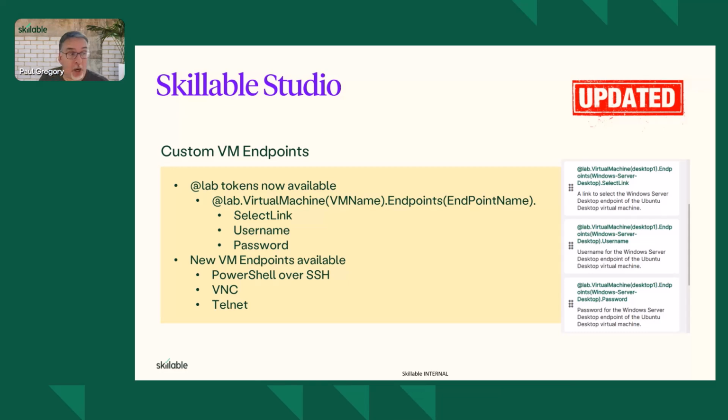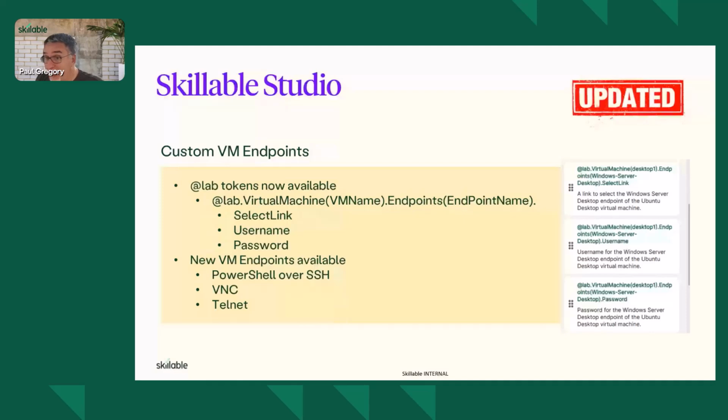So we released VM endpoints back in March. We did the lab developer workshop in February on it, and there were a couple of things missing. And we said they would be coming. One of the things that was missing was the little select link and the username and password options. They've all now been added in. So you've now got the @labs link so that you can click on it and it will switch you to the endpoint. You've also got the username and password option.